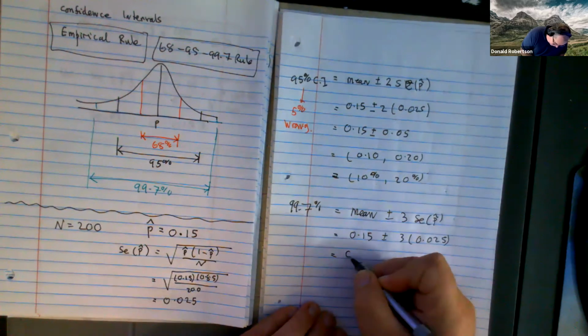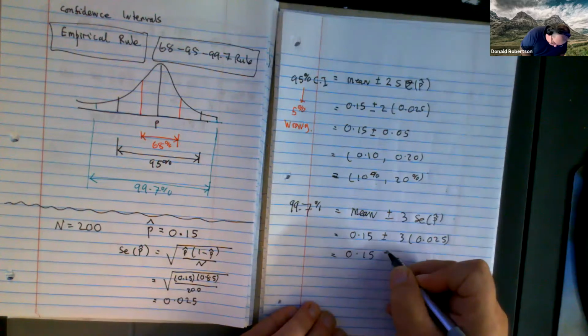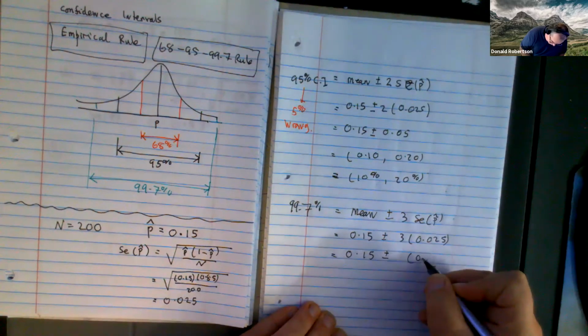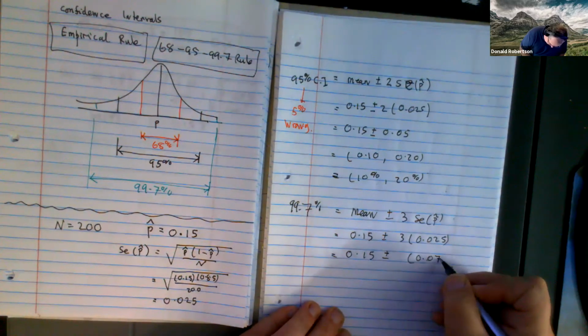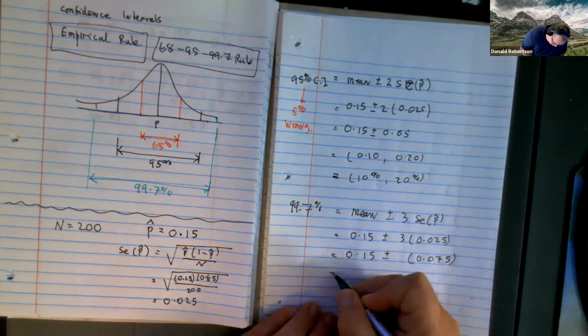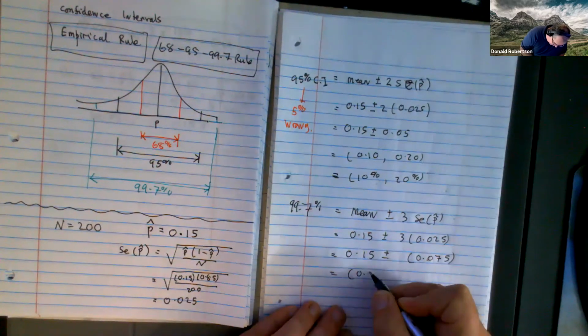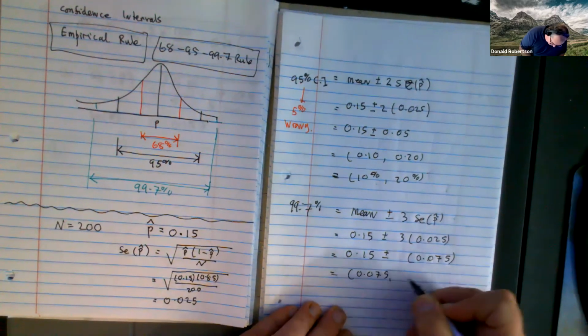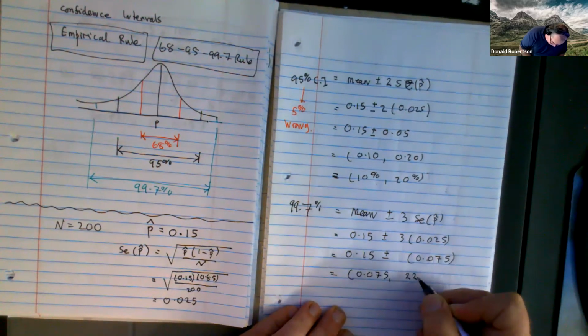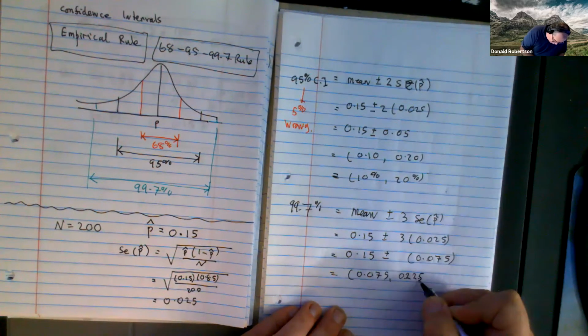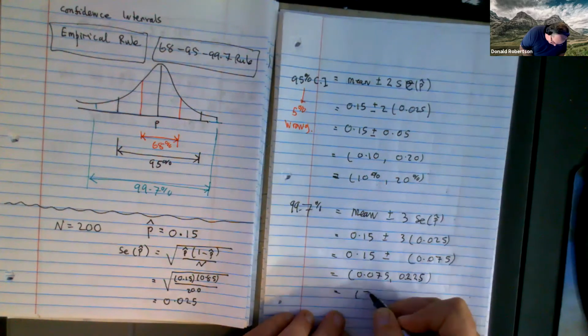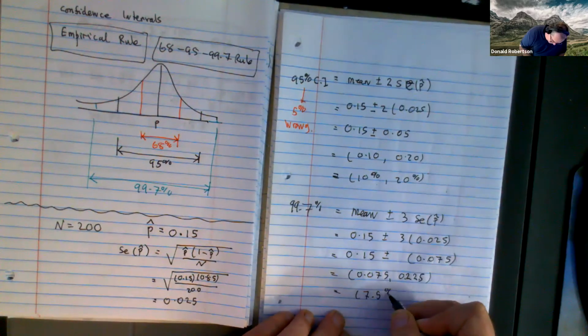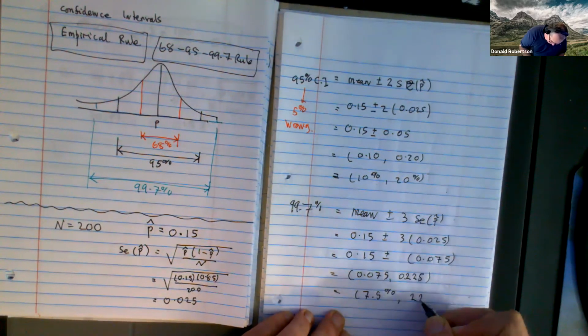So 0.15 plus or minus 0.075. So it might be as low as 0.075, and it might be as high as 0.225. So it could be 7.5%, and it could be 22.5%.